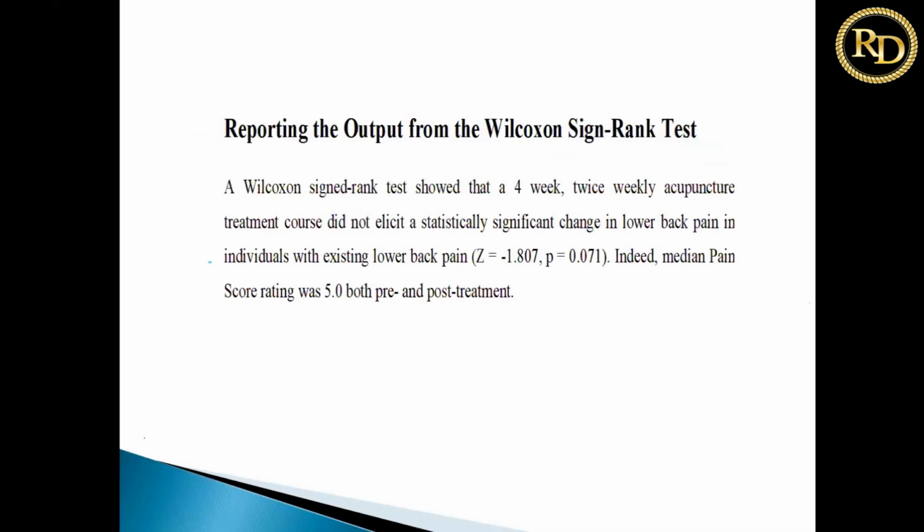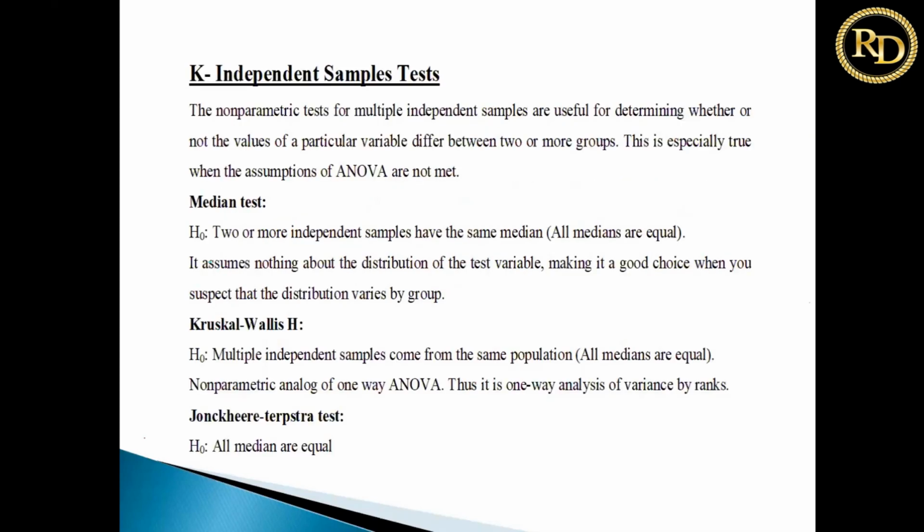Reporting the output from the Wilcoxon signed rank test. A Wilcoxon signed rank test showed that a 4-week, twice weekly acupuncture treatment course did not elicit a statistically significant change in the lower back pain in individuals with existing lower back pain. So indeed, median pain score was 5 both pre and post treatment, because here we are using the equality of median of the two scores before and after the acupuncture technique.